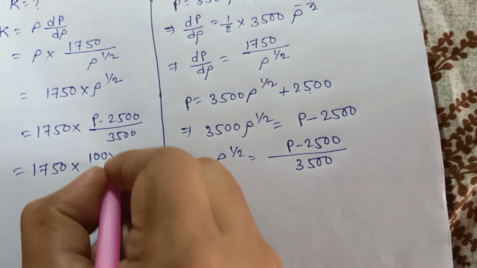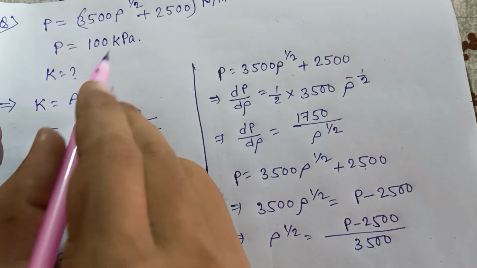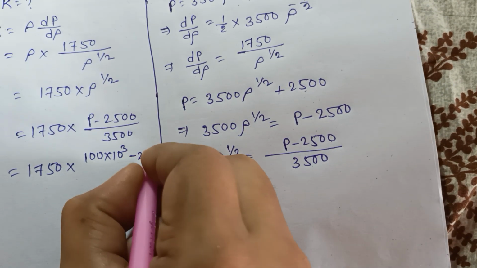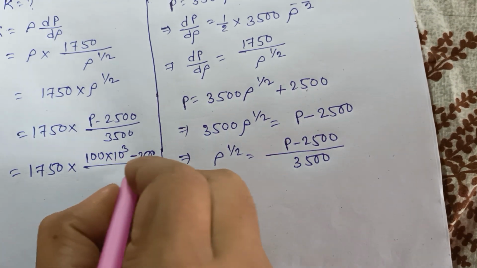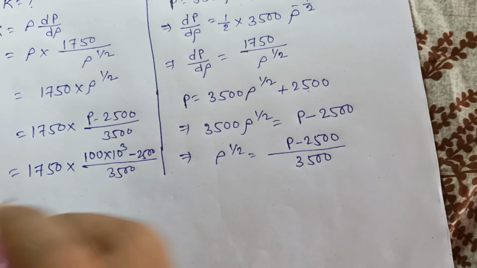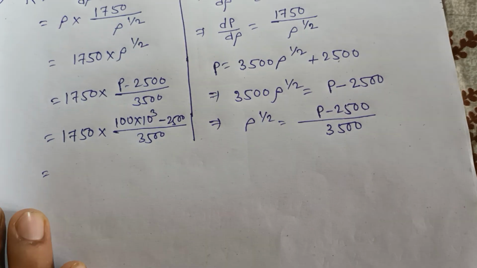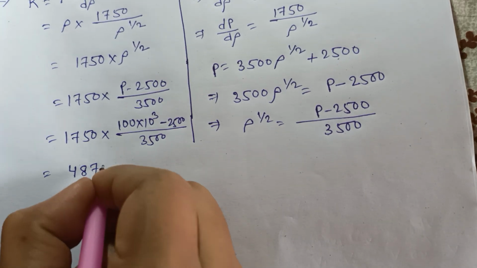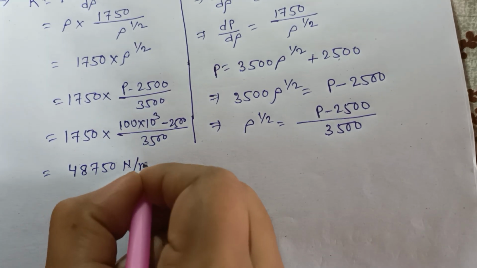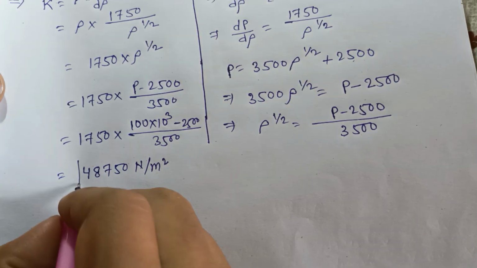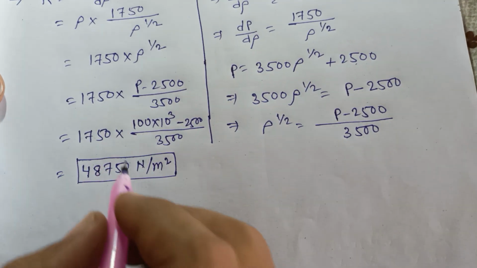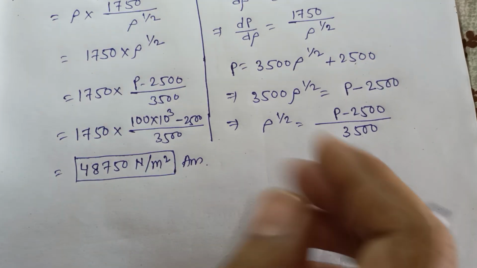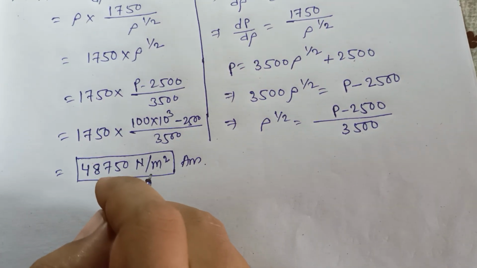So 100 into 10 to the power 3, because it is a kilopascal. So 10 to the power 3 multiplied that. So 2500 divided by 3500. If you calculate, this value will be 48750 Newton per meter square. Okay, Newton per meter square. So this will be our answer. So the unit is Newton per meter square for bulk modulus.